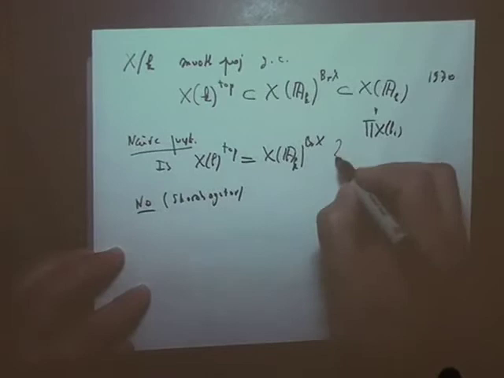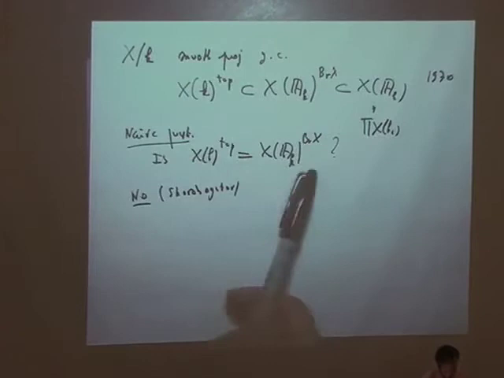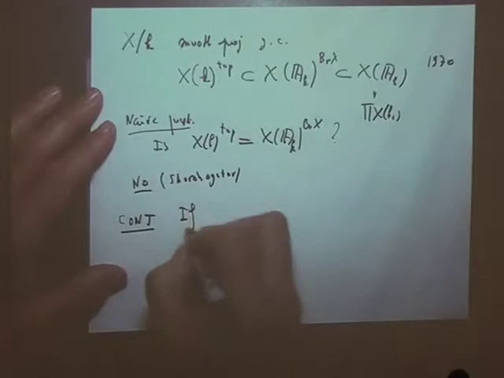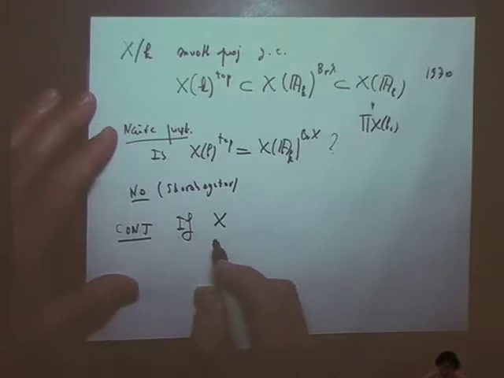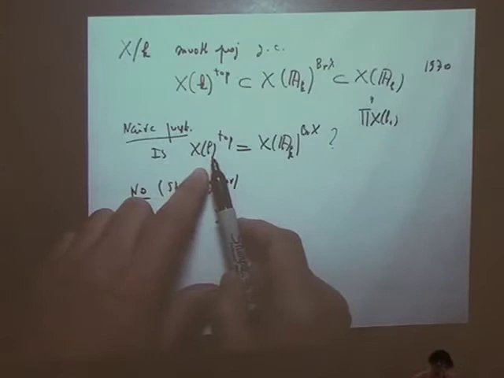But, based on evidence from various sources quite a few years ago, Colliot-Thélène and Sansuc conjectured that for surfaces which are geometrically rational, this should be true. This is where I managed to reach this place. The conjecture was that if you take a surface which over K bar is birational to P2, then the closure of the set of rational points should be equal to the Brauer-Manin set.